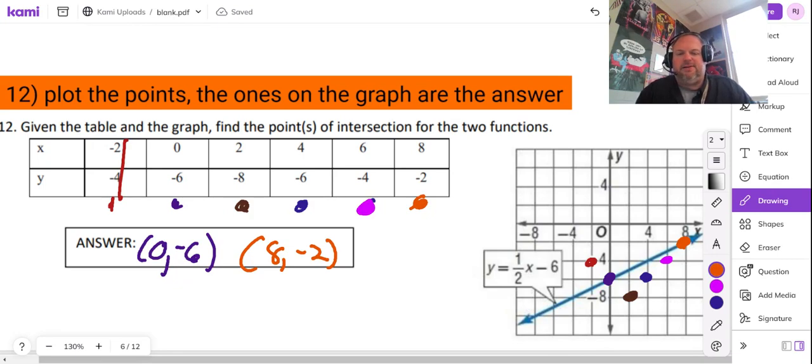How many y'all figured that out really quick that they were by two? How many y'all did not know they were by two? How many y'all have no idea what I'm talking about? Okay, good. Thank you for raising your hand. At least you're honest. I'll take honesty all the time. I might not like the answer, but I'll take honesty all the time.